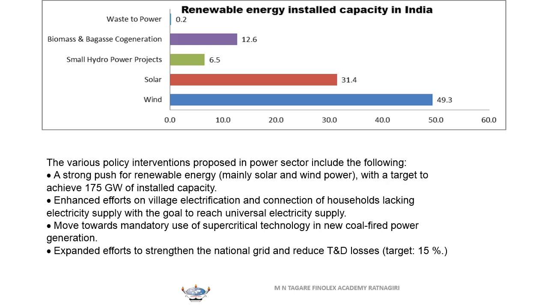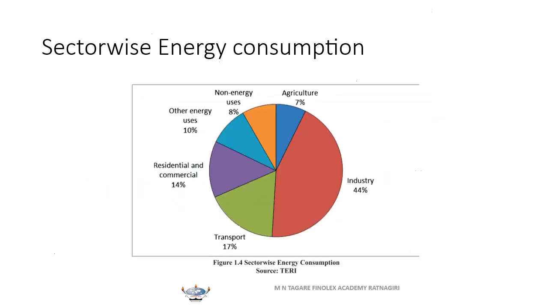Then move towards mandatory use of supercritical technology in new coal-fired generation. So they are also keen on reducing the losses. If we use supercritical technology, we get many advantages. This is the next initiative, along with expanded efforts to strengthen the national grid and reduce transmission and distribution losses. The target is set to 15%, which is very low compared to the present figure. So this is how the Indian government is targeting to increase its renewable component in energy usage.